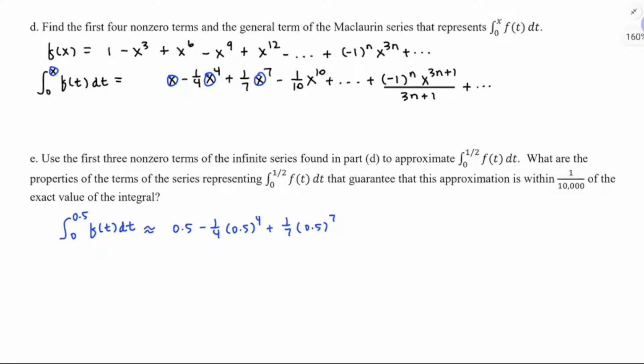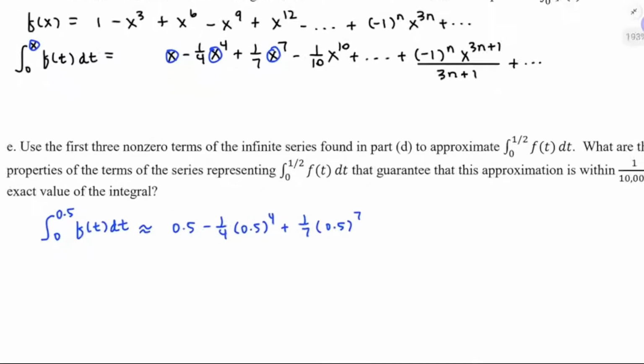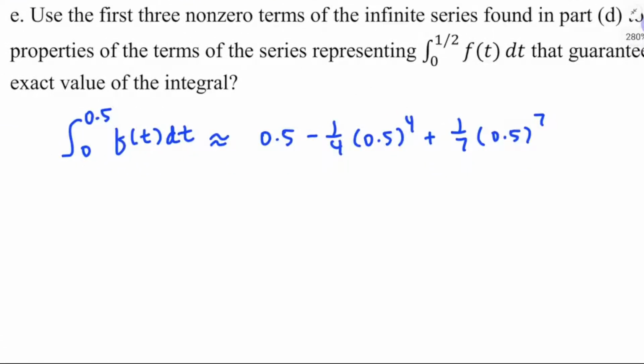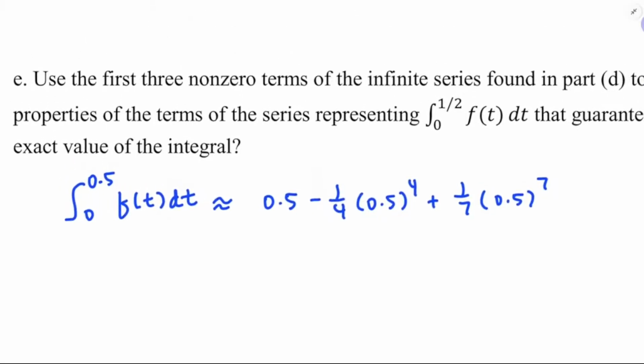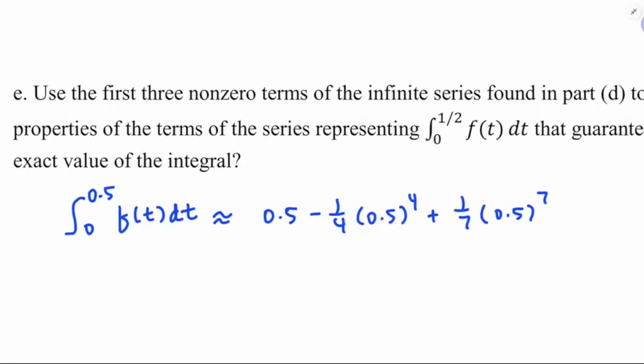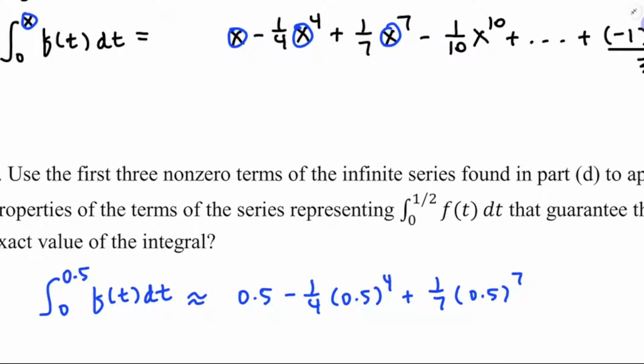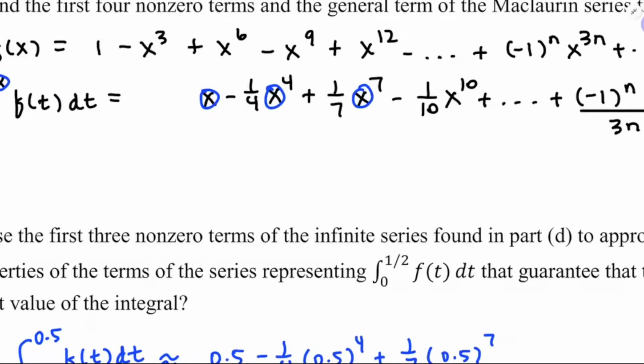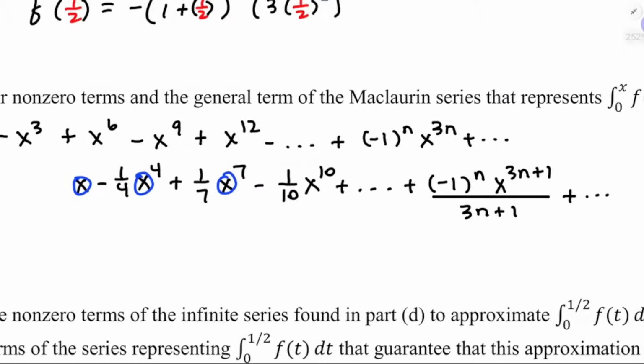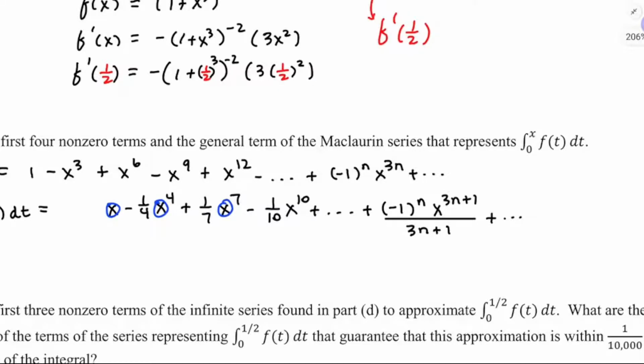What are the properties of the terms of the series representing this that guarantee that this approximation is within 1/10,000 of the exact value of the integral? So they're talking about an error situation. We don't have to worry about a Lagrange error bound. They usually just use the words Lagrange error bound, and we have some information about the absolute value of the next derivative, and that's not what we've got here. So it must be the alternating series error bound, and this was an alternating series.